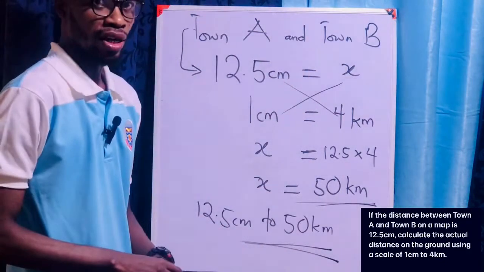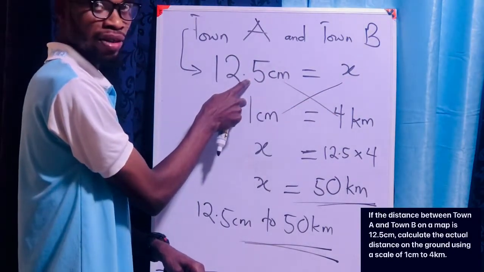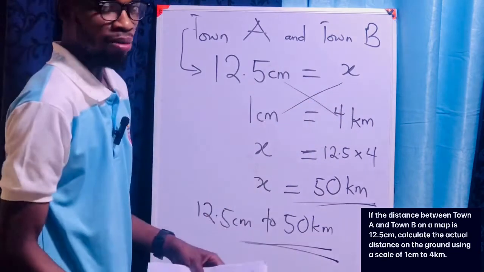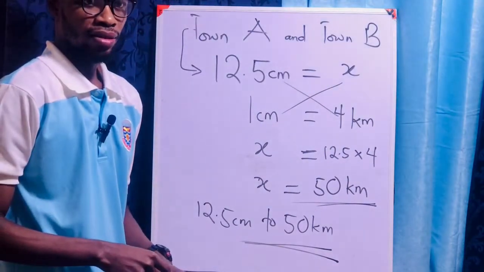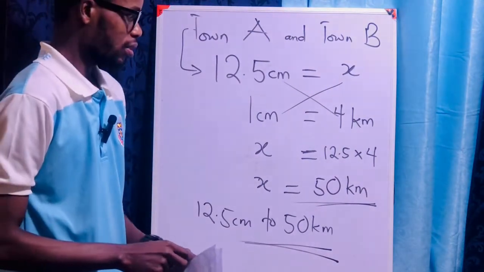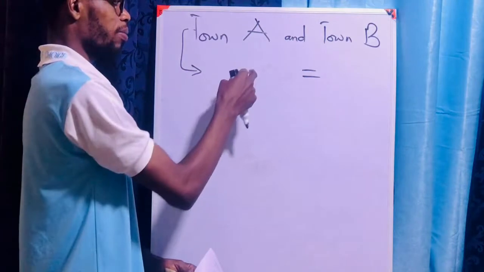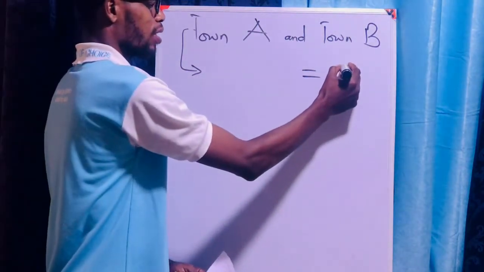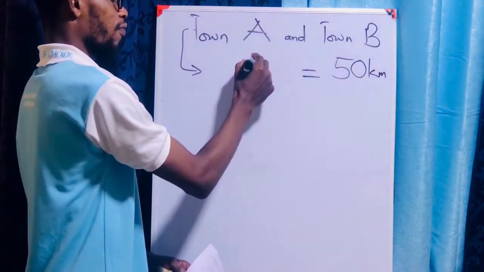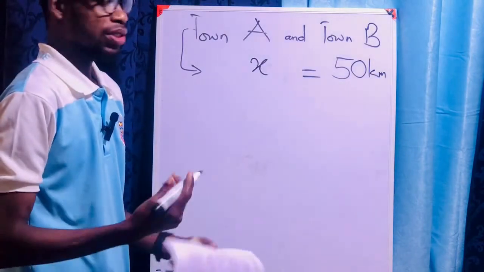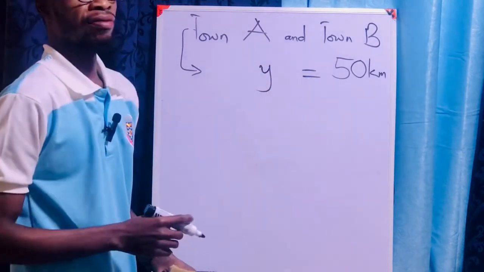Use the same procedure. In the case where the map distance isn't given, but the actual distance is given, use the same method. Do your cross multiplication and make the x the subject. Simple mathematics, change of subject. So let's say instead of giving us the map distance, they've rather given us the actual distance as 50 kilometers, and we've been asked to find the map distance, which is not known. So I replace it with a variable. This time around, let me use a y. You can use any variable of your choice.